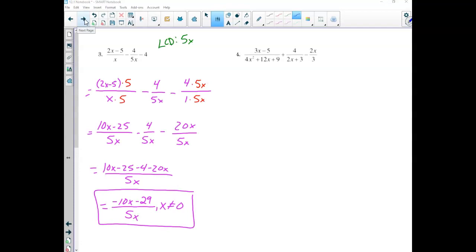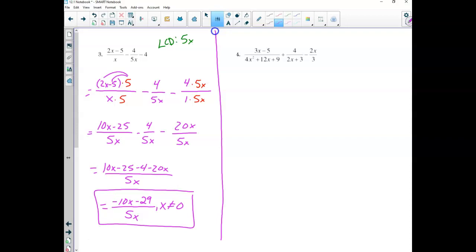So as you're looking at number 3 here, your least common denominator is going to be a 5 times an x. So obviously what I'm going through here is I'm adding in red which factors are needed in the denominator. Then I distribute that 5 to the top. See, I got 10x minus 25, and minus 4 minus, I get 20x.